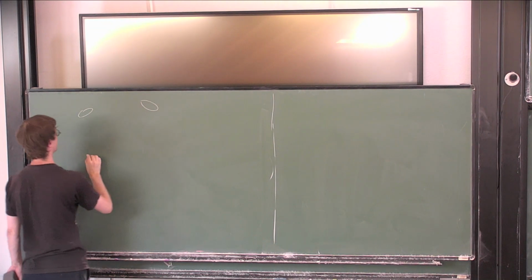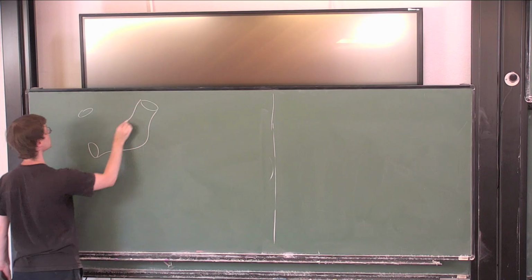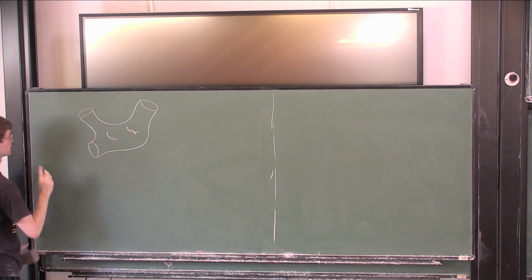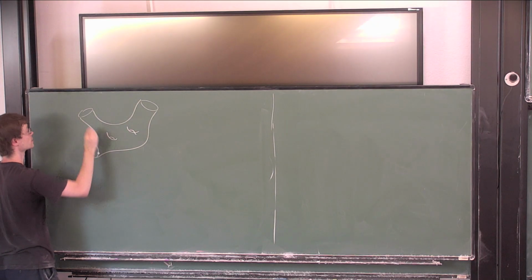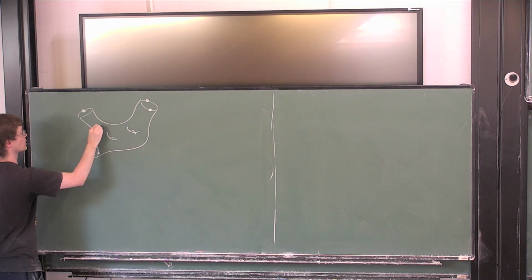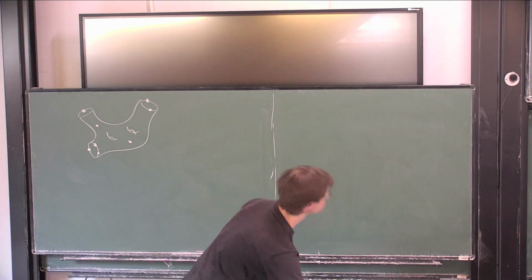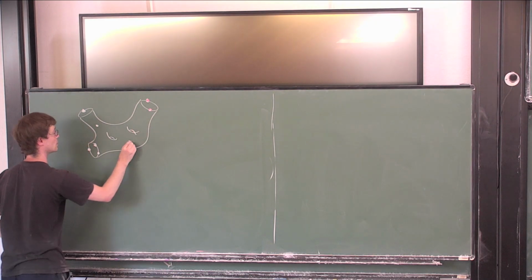So a general ciliated surface looks like this. You can have genus, you can have boundary components. But on boundaries, you always have at least one marked point. You can have more. And in the interior, you can also have marked points. The marked points somehow are the removed points.